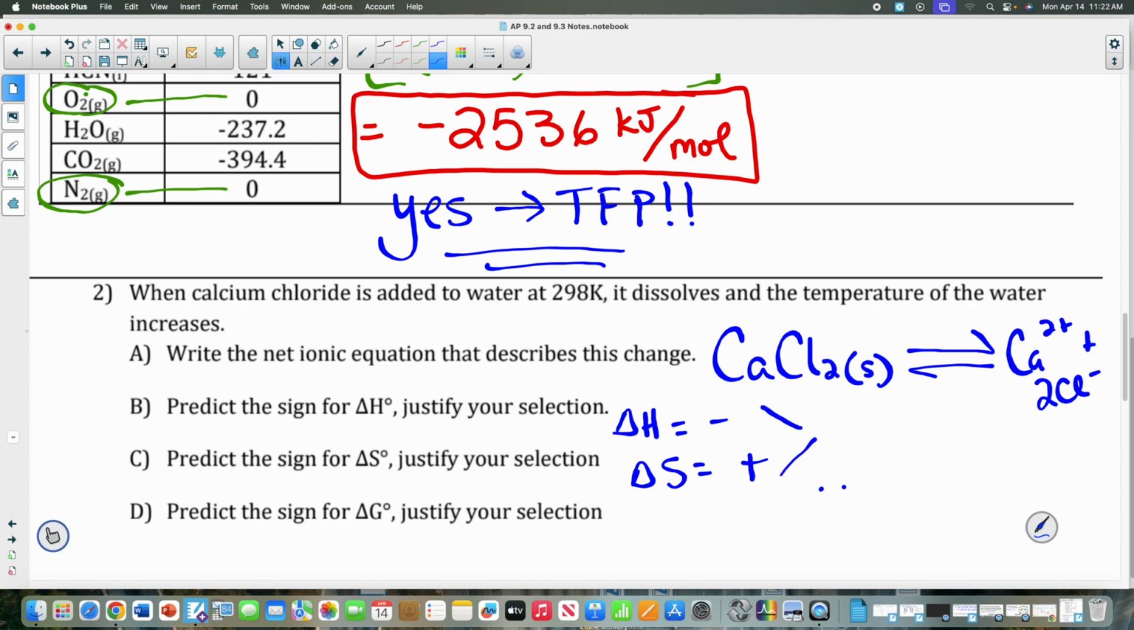Okay, so both of these values are thermodynamically favorable, right? Okay, so what do you think we should predict about our delta G? It's going to be negative, right? So if both of these things are thermodynamically favorable, then our delta G will be as well. Yay. Okay. Is everyone comfortable with our predictions for delta H, delta S, and delta G?